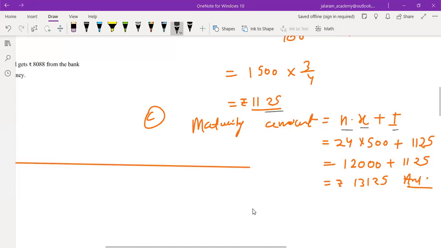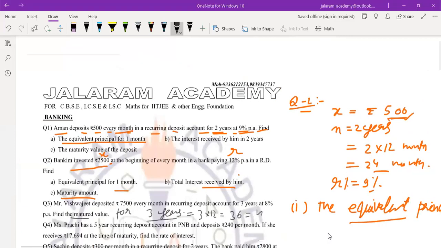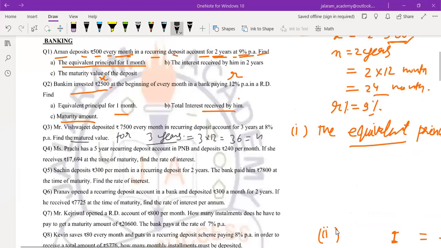I think you must have understood it. So continue to solve the sheet. It is on the screen. You can see it. And ask your doubts in the comment box if you have any.